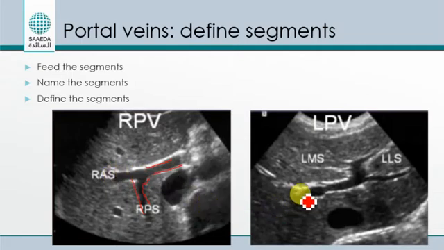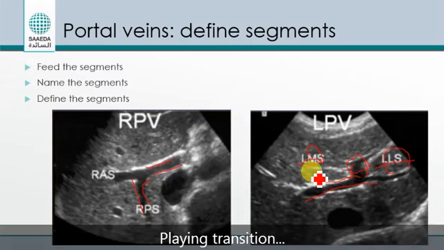The left portal vein will divide the left lobe into left medial segment and left lateral segment, okay? And this is called the umbilical segment of the left portal vein. It is the only part of the portal vein that is used as a divider. We said the hepatic veins are the dividers, but this small part is used as a divider between the left lateral segment and the left medial segment. Okay, so now we have all the anatomy.